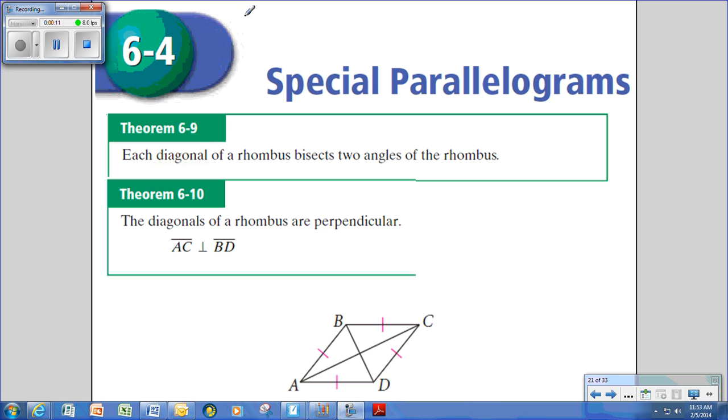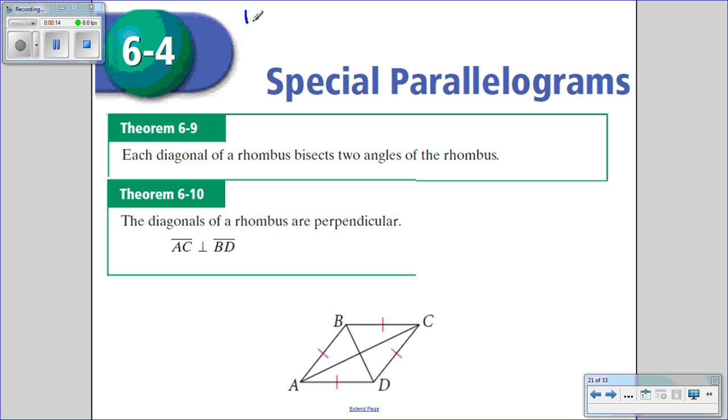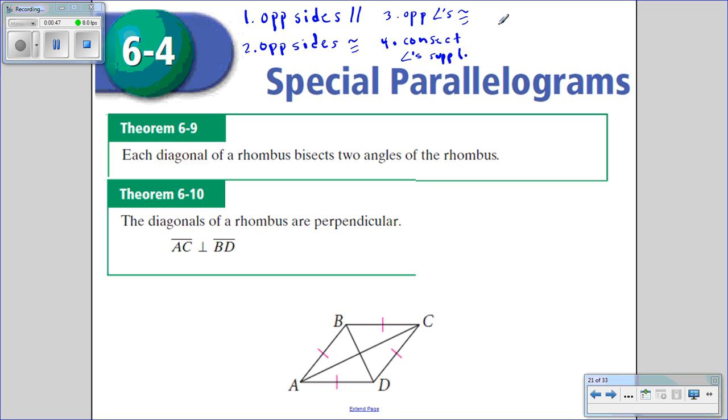Now remember, all parallelograms have 5 characteristics. Opposite sides are parallel. Opposite sides are congruent. Opposite angles are congruent. Consecutive angles are supplementary. And the diagonals bisect each other.